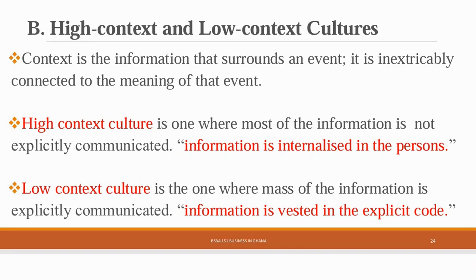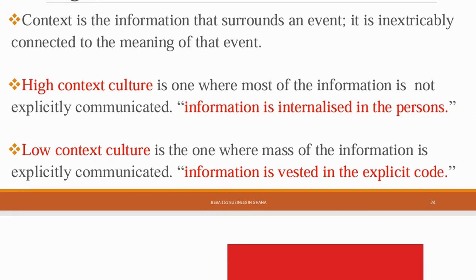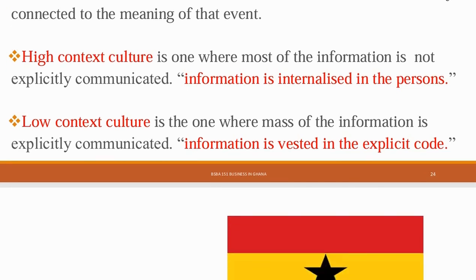So let's look at the high context and low context cultures, right? So the high context culture is one where most of the information is not explicitly communicated, right? So when we say explicit, it means outside, right? So the information is not communicated outside. So information is internalized in the persons. Then the low context is one where the mass of information is explicitly communicated. Information is vested in the explicit code. So that is where information is shared outside to the masses, right? So those are the two key differences between them.